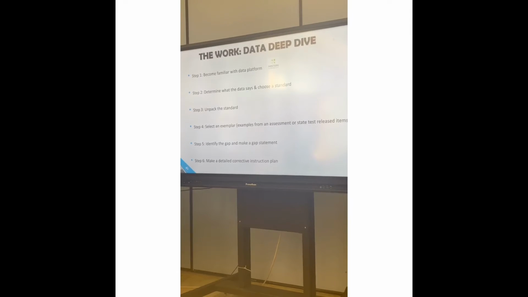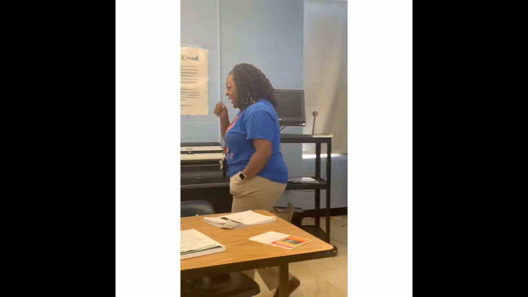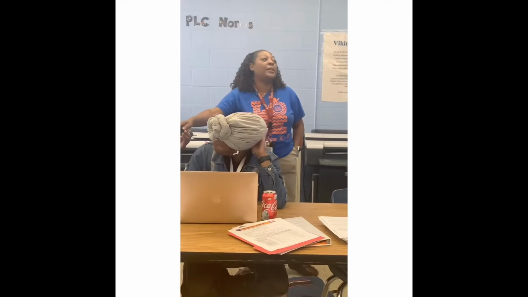If you haven't ever dug into the reporting data, that's what we're really going to get a chance to do today. We're going to determine what the data says and choose standards that are applicable to what the data said the deficits are. We're going to unpack the standard in a way to where it makes the most sense and gives us the most information as to where we need to move our student.